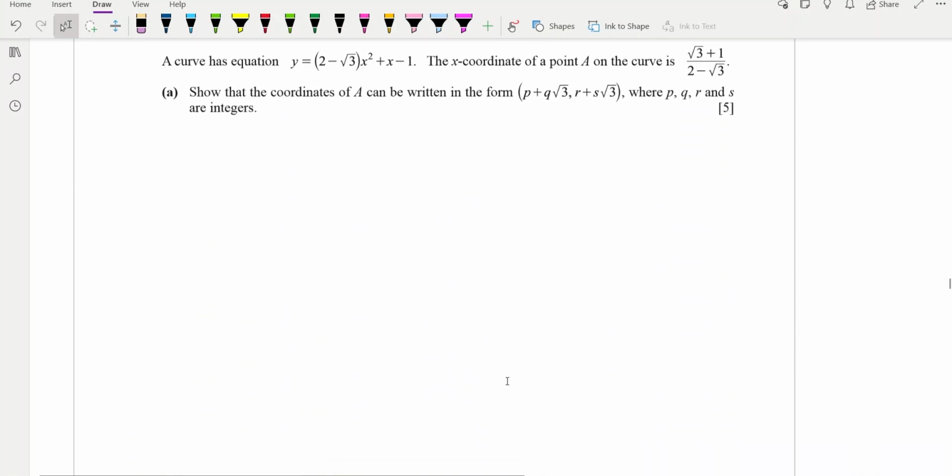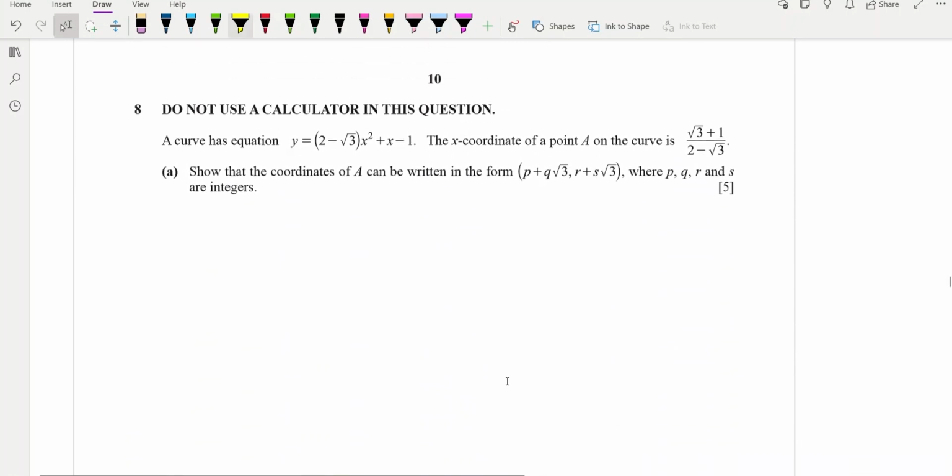Now this is question number 8, which says don't use the calculator. For this one, a curve has an equation, and the x coordinate of the point A on the curve is given. Show that the coordinates of A can be written in the given form, where P, Q, R, S are integers. So what we will do is replace this x value in the equation.